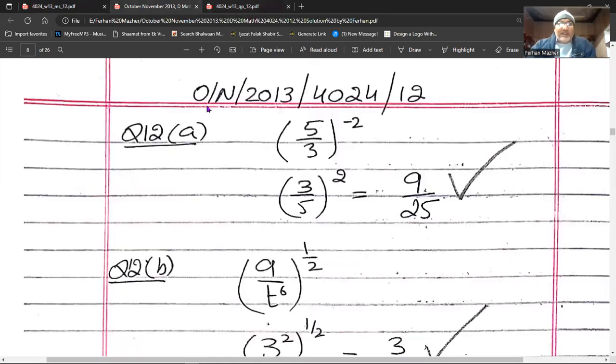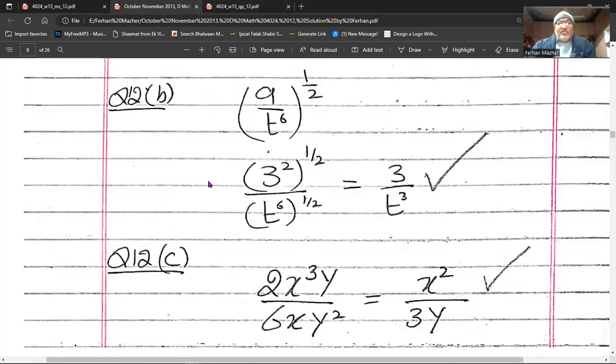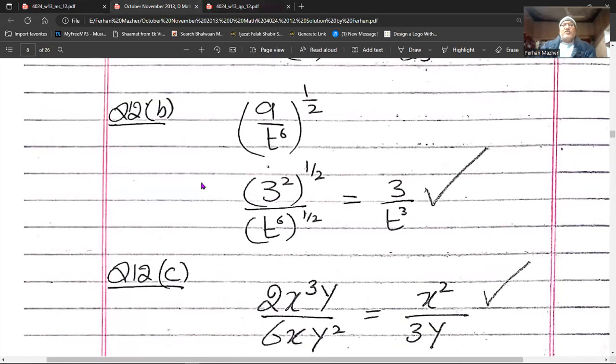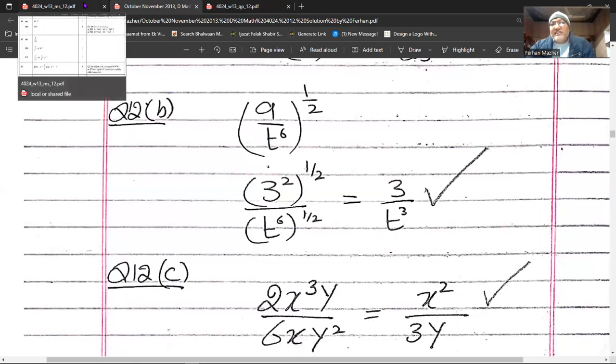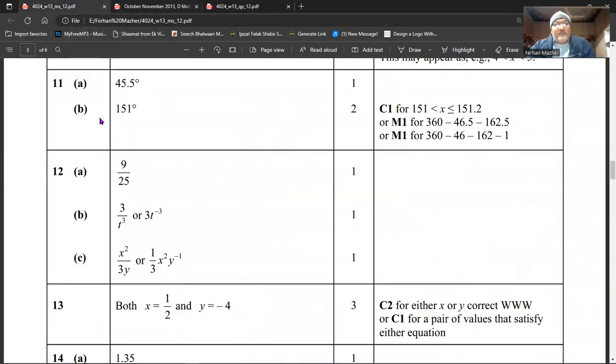9 is 3 square. And so 3 square raised to power 1 by 2, t raised to power 6 raised to power 1 by 2. The power of the power multiplies with each other. So when the 2 will multiply with the 1 by 2, you will get 1. So 3 raised to power 1. When the 6 will multiply with the 1 by 2, you will get 3, so t raised to power 3. So the final answer is 3 divided by t raised to power 3. So our answer is right.